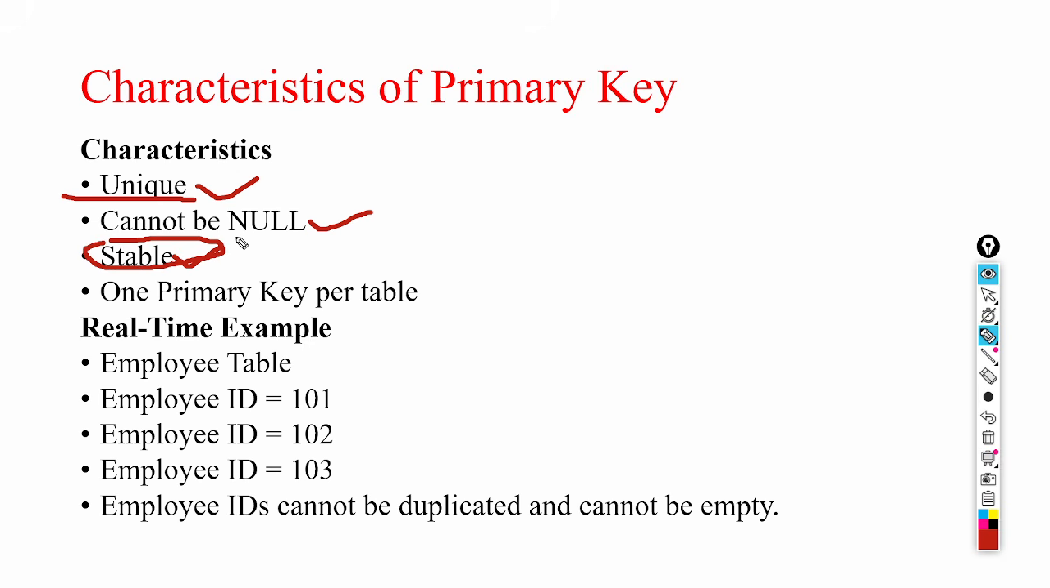What are the characteristics? The primary key should be unique, it cannot be null, and it should be stable, meaning it should not change frequently. Finally, each table can have only one primary key. So in one table, how many primary keys can we assign? Only one primary key per table.